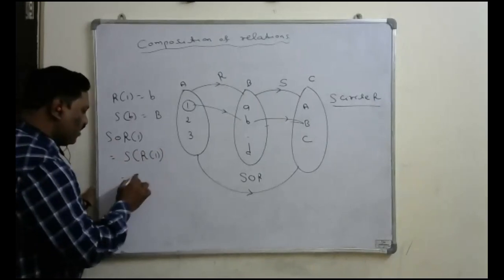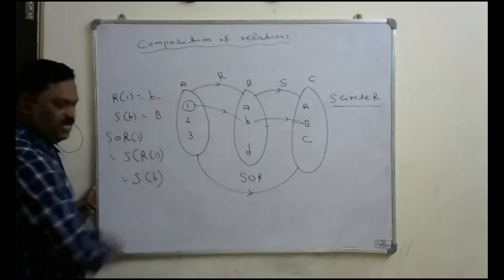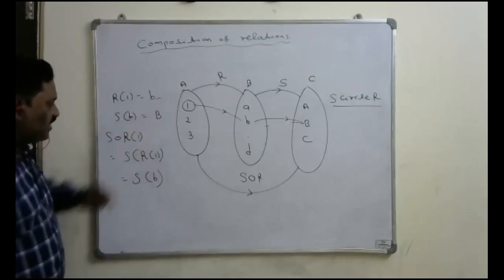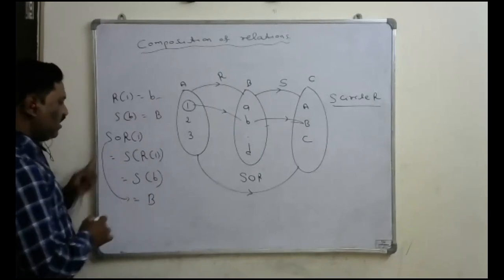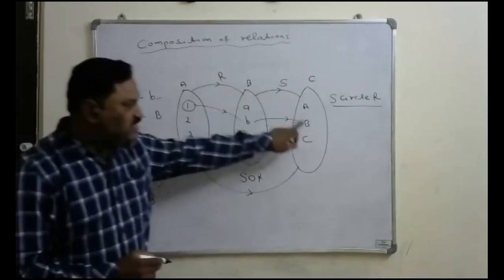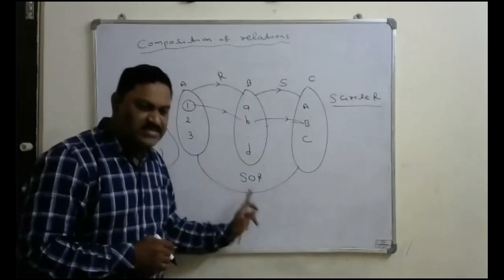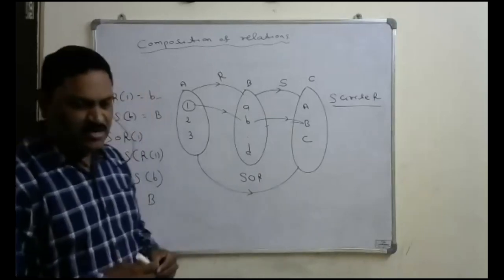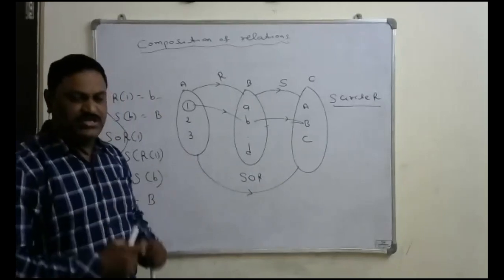That is equal to S of R of 1, where R of 1 is B. That's why this is S of B, where S of B, which is the capital B, is equal to the capital B. That's why for S circle R of 1, we got the capital B. It means if the domain is 1, the range we got is B. That's why this is represented as S circle R. Understand? Such a relation we will call the composite relation.